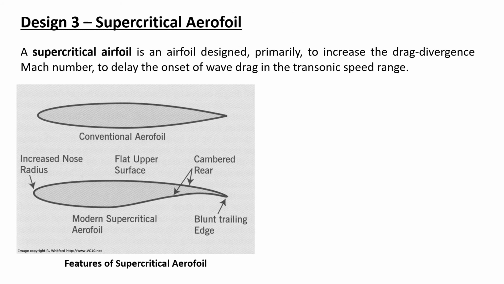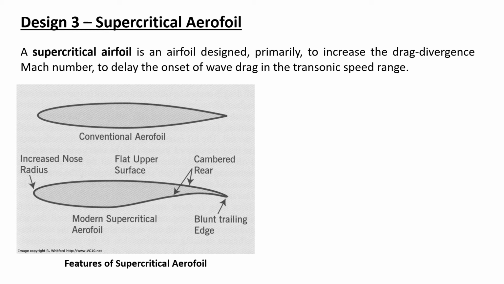So the last one is called the supercritical aerofoil, and it's used in every transonic aeroplane nowadays, I would say. A supercritical aerofoil is an aerofoil designed primarily to increase the drag divergence Mach number and to delay the onset of wave drag in the transonic speed range. And here is a one-to-one comparison of the conventional aerofoil and the supercritical aerofoil.